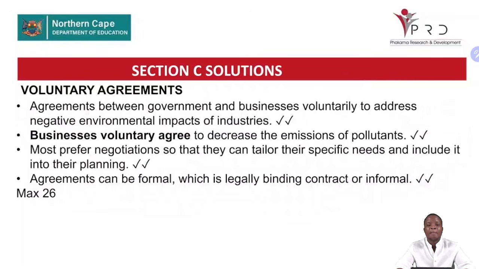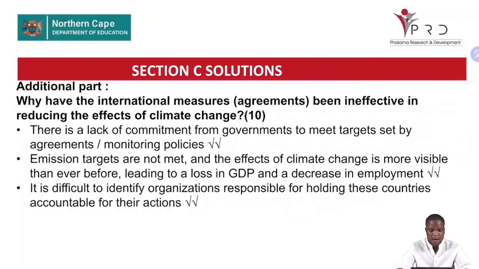So you get a maximum of 26 marks. Remember, for the headings, you can only mark up to 8 marks. And examples as well, you can only mark up to 8 marks, and then everything else must be fully explained. Right, let's look at the additional part of your essay.